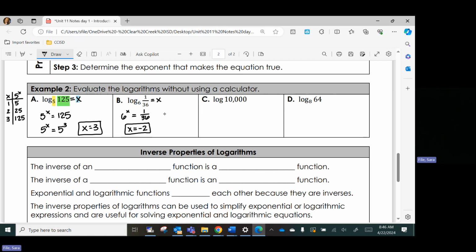If you need to write the step in between where we're getting them to match, I can bring that 36 up by making it a negative power. So if you get the bases matching, then the exponents must be equal, right? That's that one-to-one property from last unit.